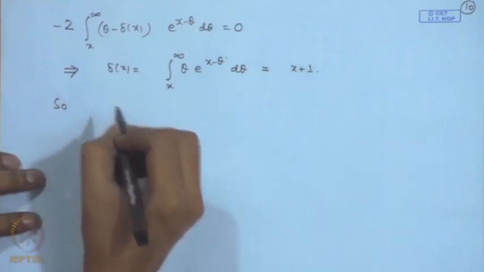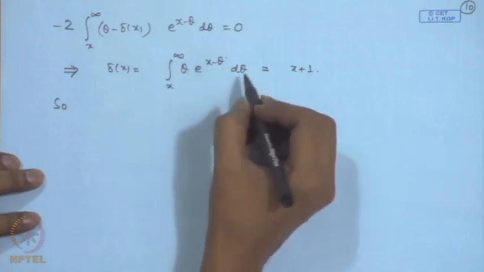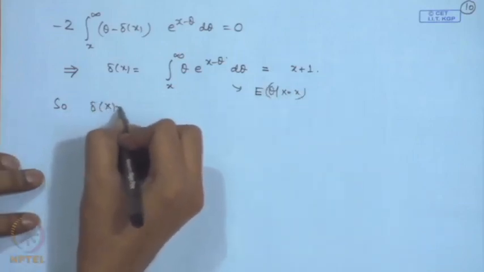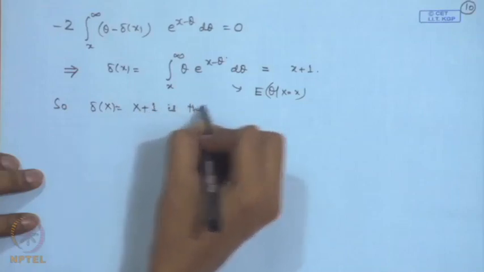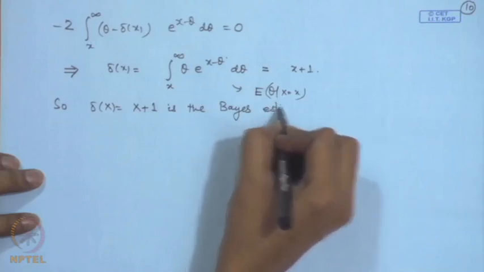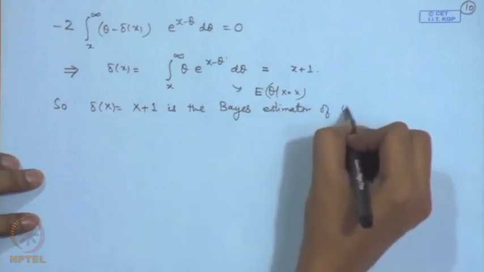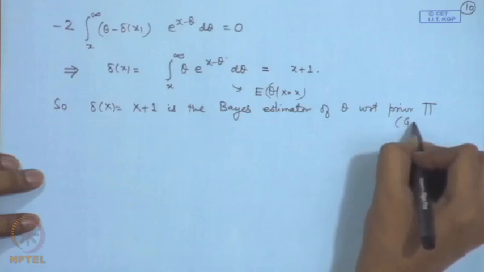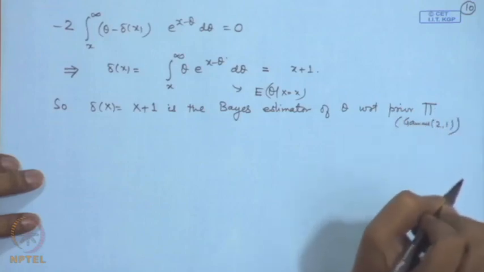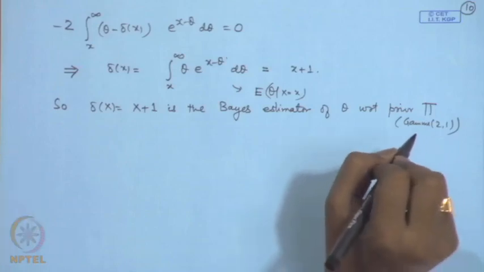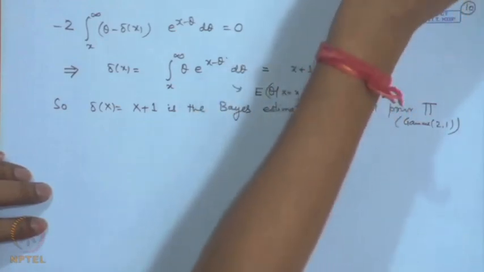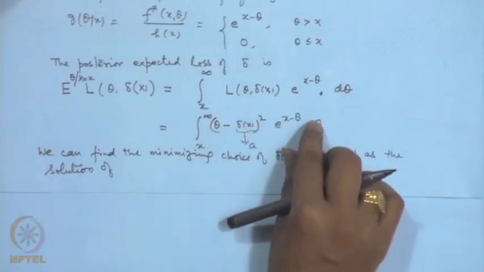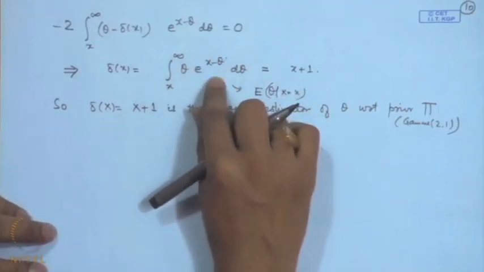In fact, you can observe this as the mean of this distribution. Actually, it is the expectation of theta given x. So, delta of x equal to x plus 1 is the Bayes estimator of theta with respect to prior pi, that is taken as the gamma 2, 1 distribution. Now, one thing we noticed here, we had considered the squared error loss function. In the squared error loss function, when we differentiate and put it equal to 0, the solution is turning out to be the mean of the posterior distribution here.